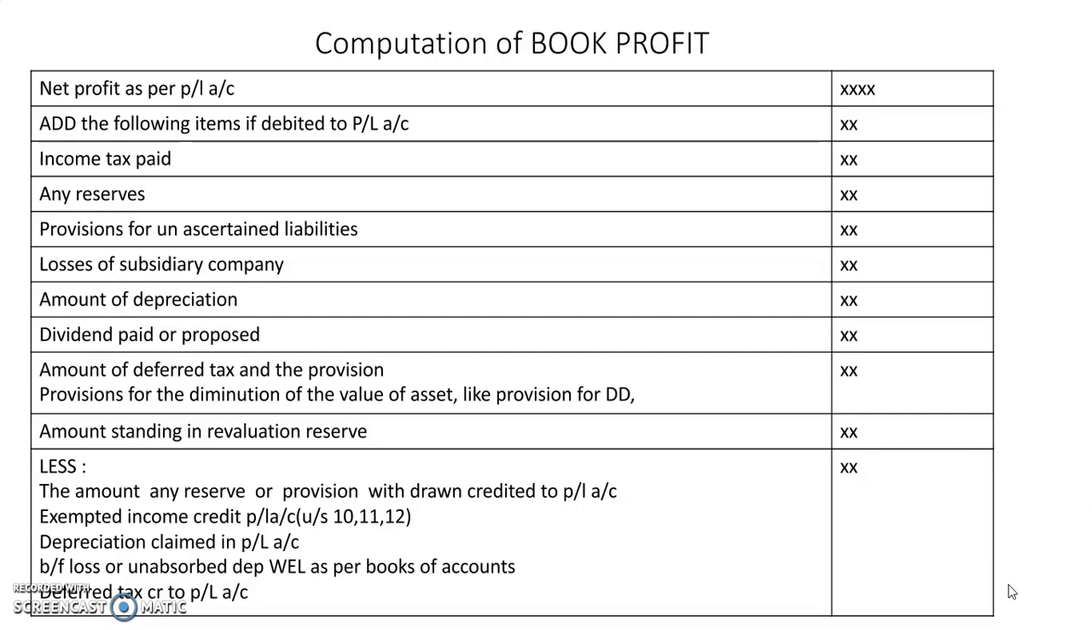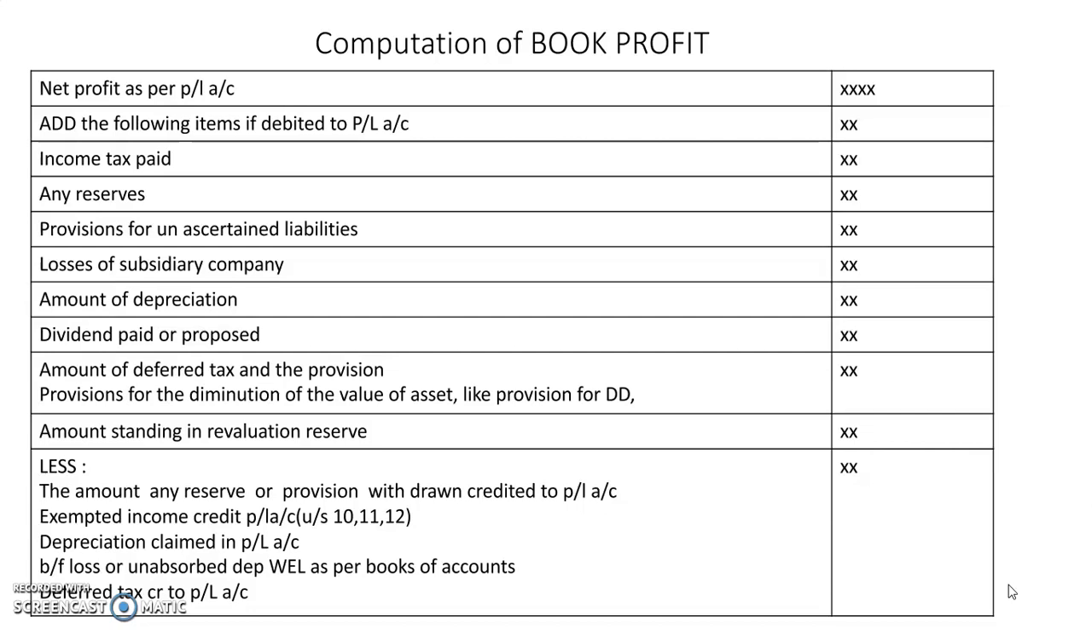Under Sections 11 and 12, it is the income of property which is held for a charitable or religious purpose, and any income earned from that property which is meant for the charitable or religious purpose. So this comes under Sections 11 and 12. So it is also to be deducted.